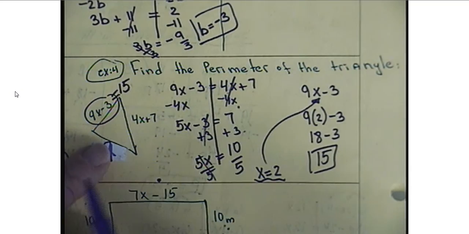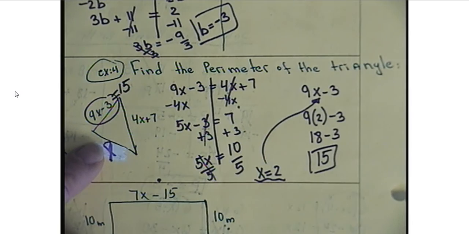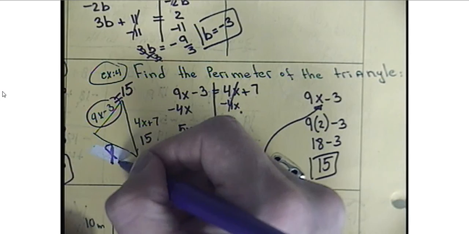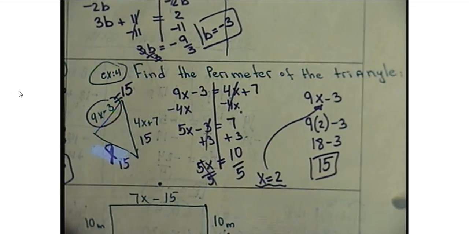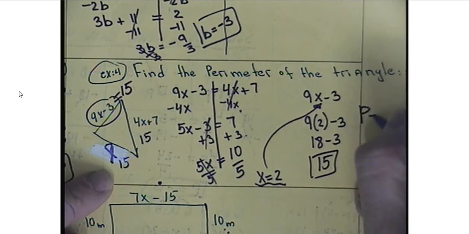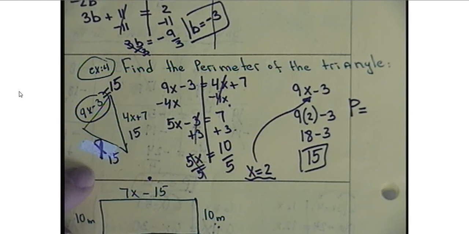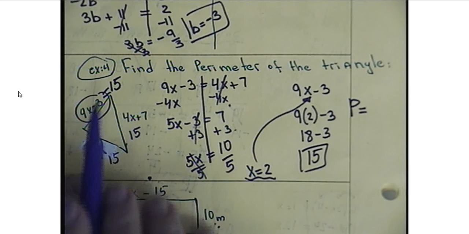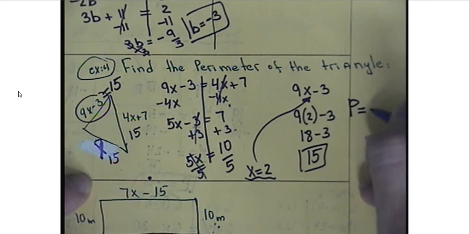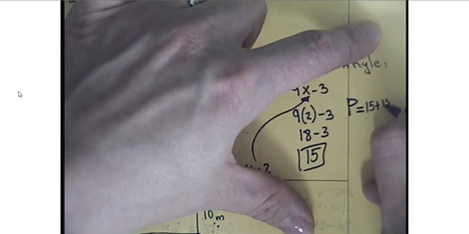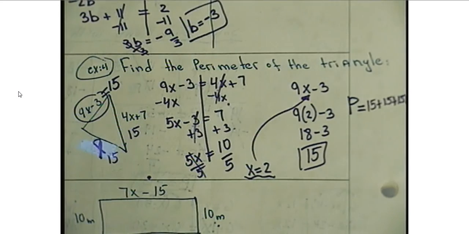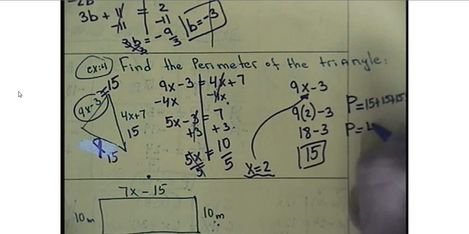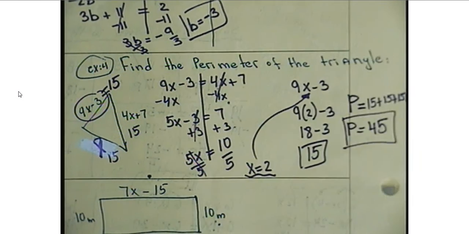Well, if we know that all three sides are equal to each other, it means this one is 15, this one is also 15, and this one will also be 15. Well, the perimeter then, P, will be equal to, what do we know? The perimeter is when we add all three sides. So it'll be 15 plus 15 plus 15. When we add all three sides, we'll get that the total perimeter of this triangle is 45.